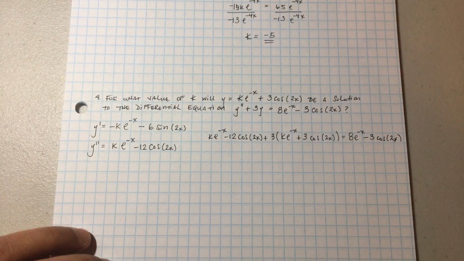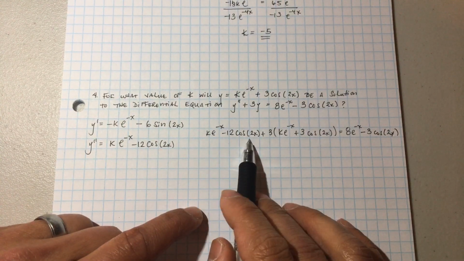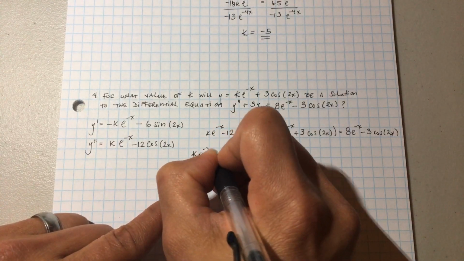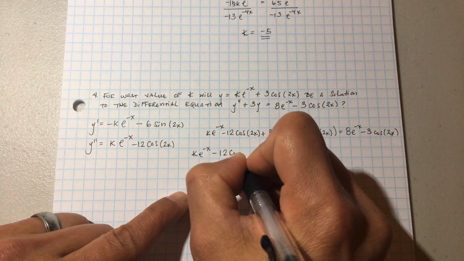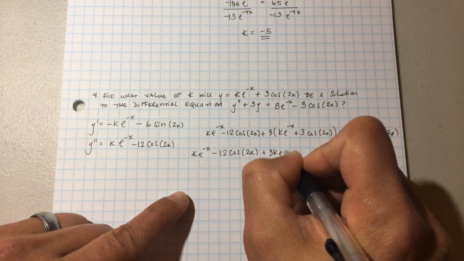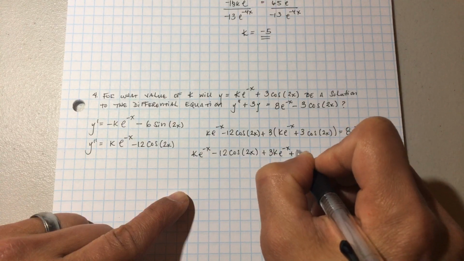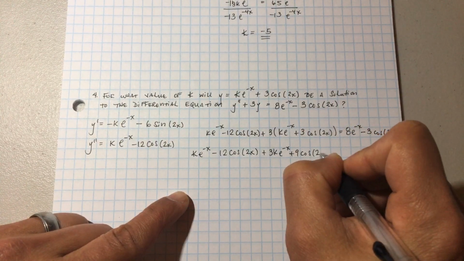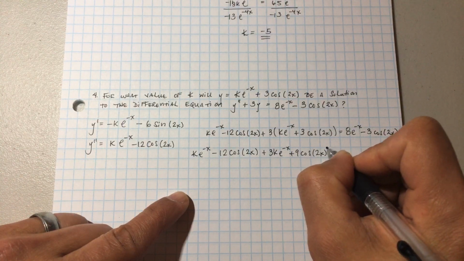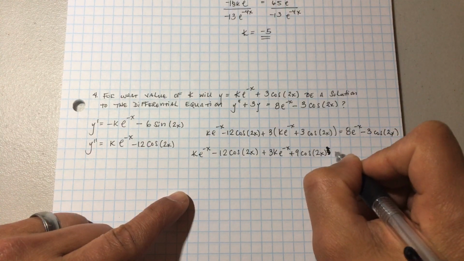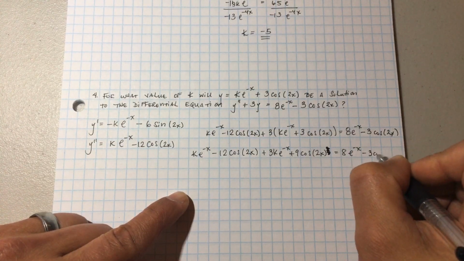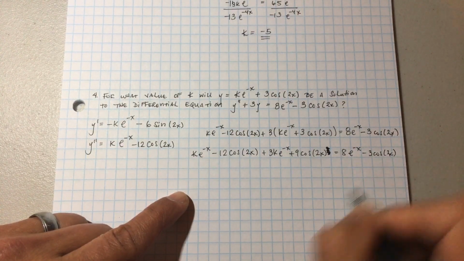All right, let's do some algebra. This guy can't do anything. I'm going to distribute the 3 over here. So let's rewrite that. k e to the negative x minus 12 cosine of 2x plus 3k e to the negative x plus 9 times cosine of 2x. And actually, I don't need this extra parentheses here because I distributed it. Equals 8 e to the negative x minus 3 times cosine of 2x.